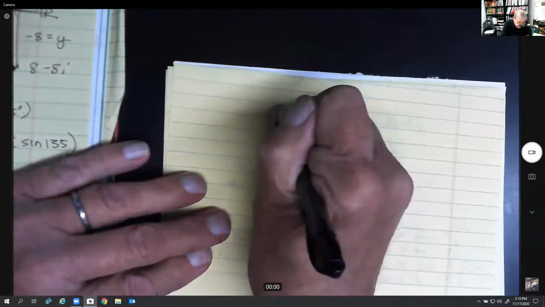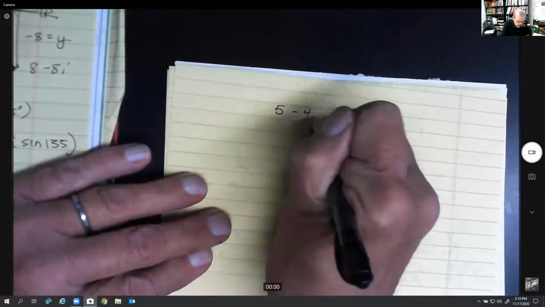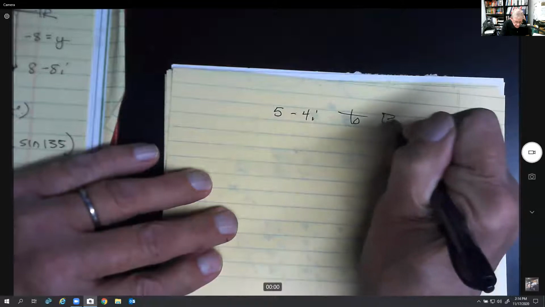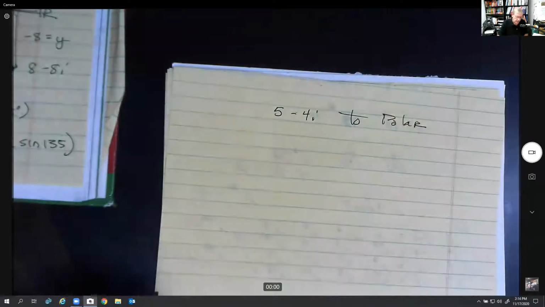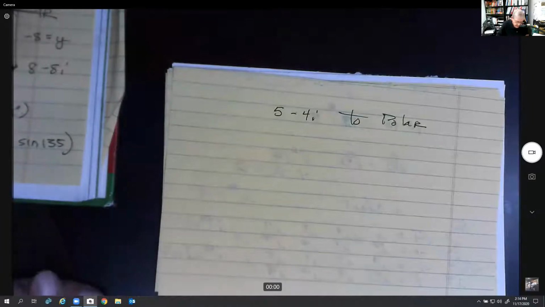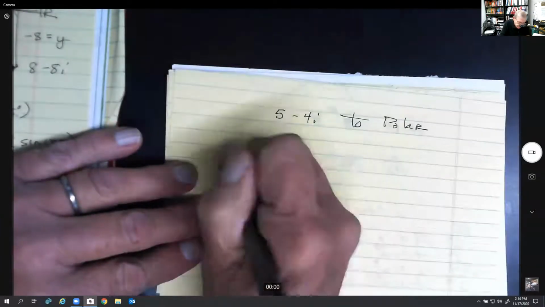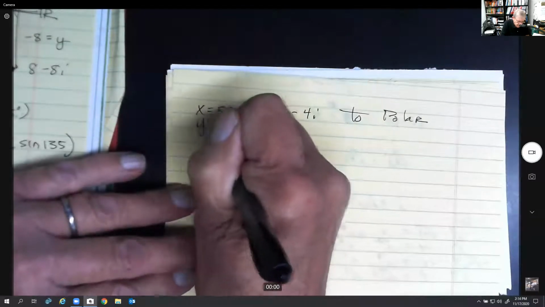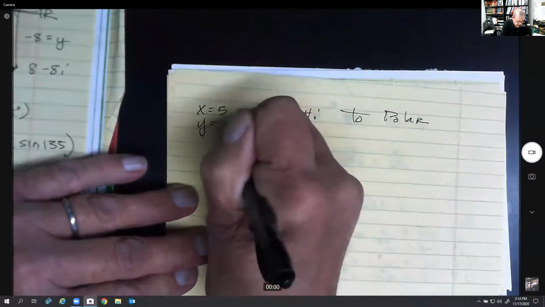Okay, here's your rectangular form, and we want to put it into polar. I'm thinking of the Polar Express. This is pretty good to do around Christmas time, huh? Okay, so I'm thinking, what is x? x is 5. What is y? y is -4.